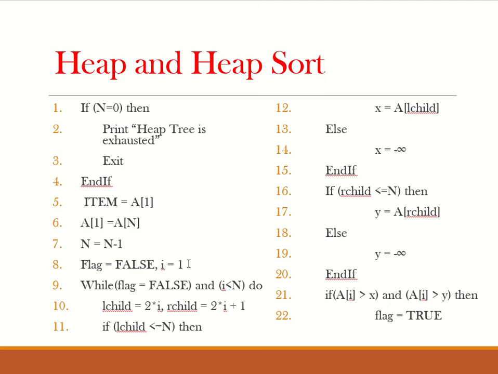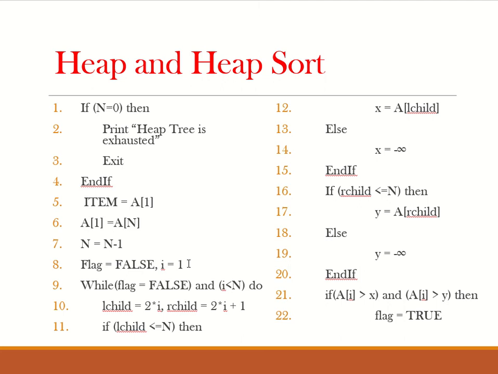Similarly, you check what is 2 into I plus 1. You get something, you call it R child. You check whether it is less than or equal to n, which means it is inside the array bounds. If it is, then you store that value as y. Else, you take it as minus infinity itself.